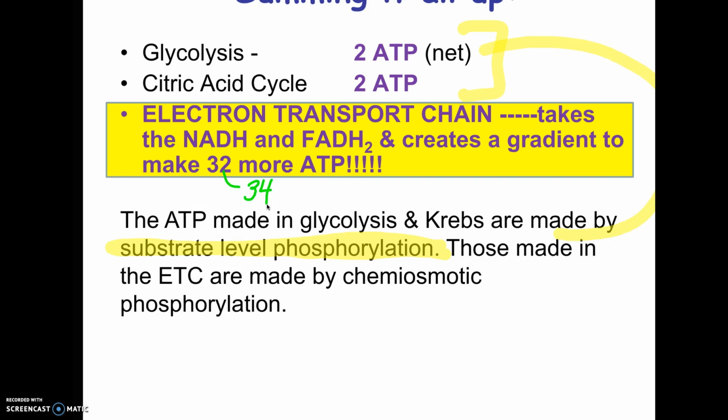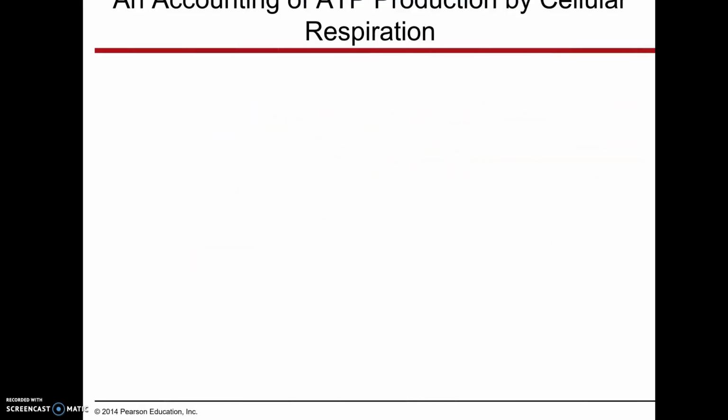So don't worry about memorizing why some books say 36 and some books say 38 for the total ATP, and some will say 32 here, some will say 34 here. It has to do with the coenzymes, but it's not important to memorize which number is the correct number. Just know it's around 32 to 34, and that the total ATP made are 36 to 38. All right, let me show you this little video clip, and then we'll come back to this.